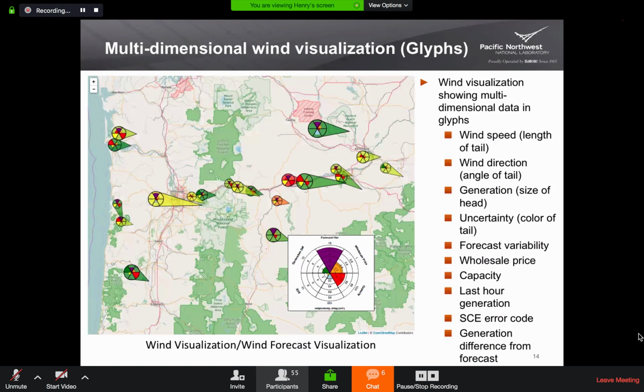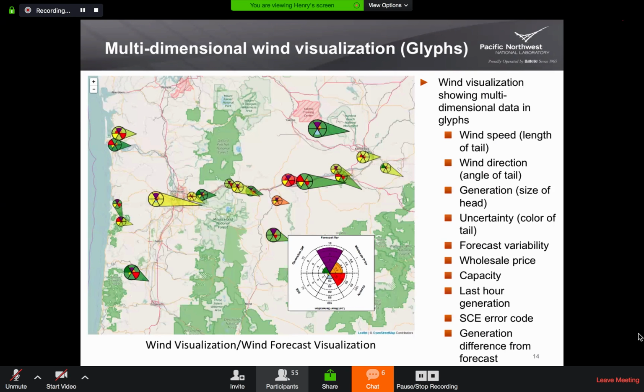And here's another way to convert data into knowledge. It's the wind visualization. It's called glyph technology. So again, our power BI team teamed up with our visualization team to figure out how we can have a really compact visualization, but comprehensive, to show all the information necessary for operators. So that ended up being this picture.